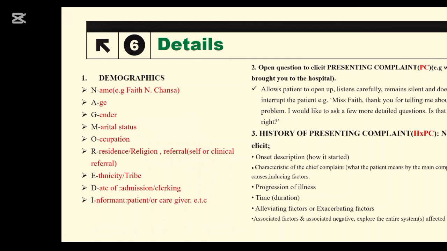Now, there's a question mark here because sometimes you can have three complaints. For example, you can have diarrhea, vomiting, and a cough. So how do you record them? You record them in chronological order, beginning with the one that began first.